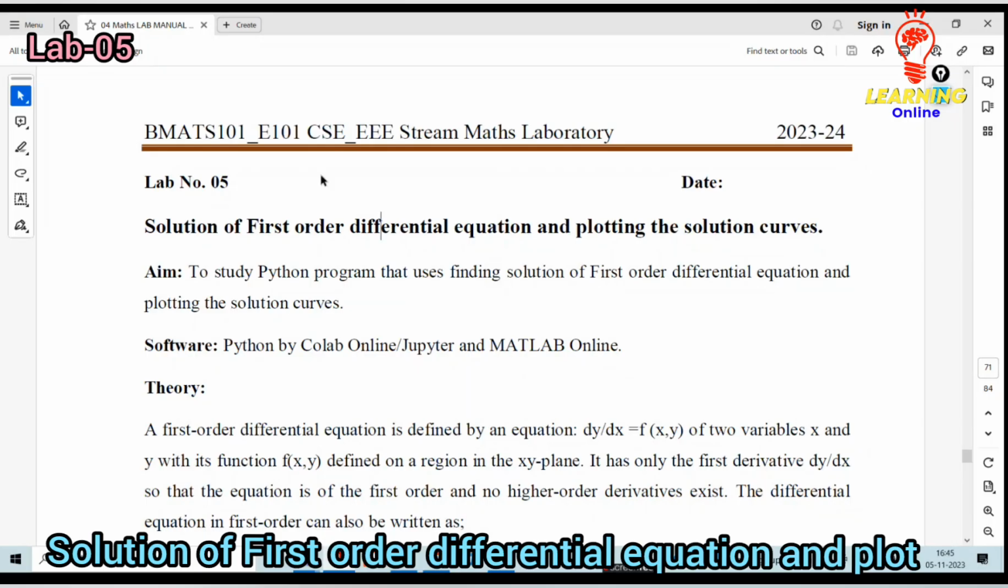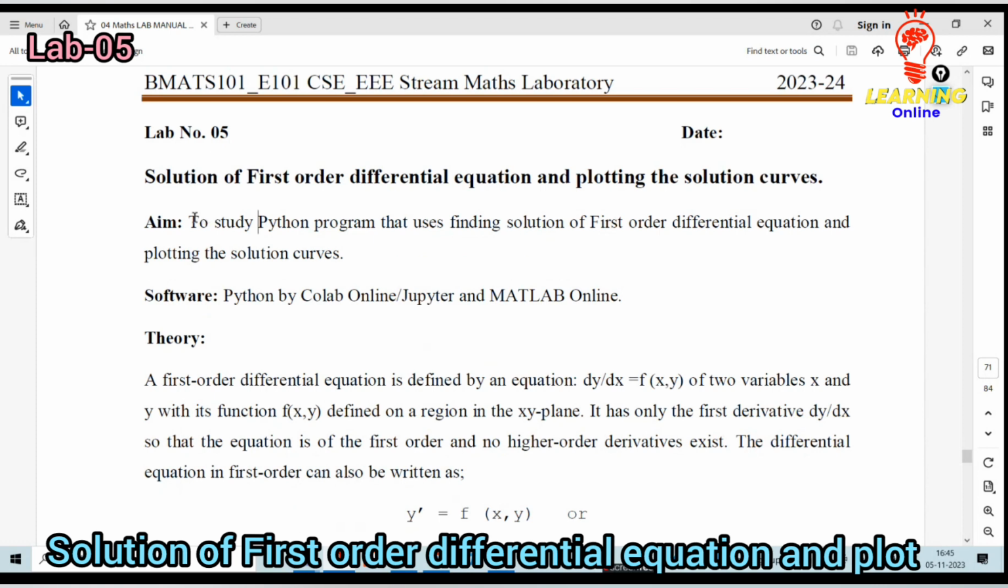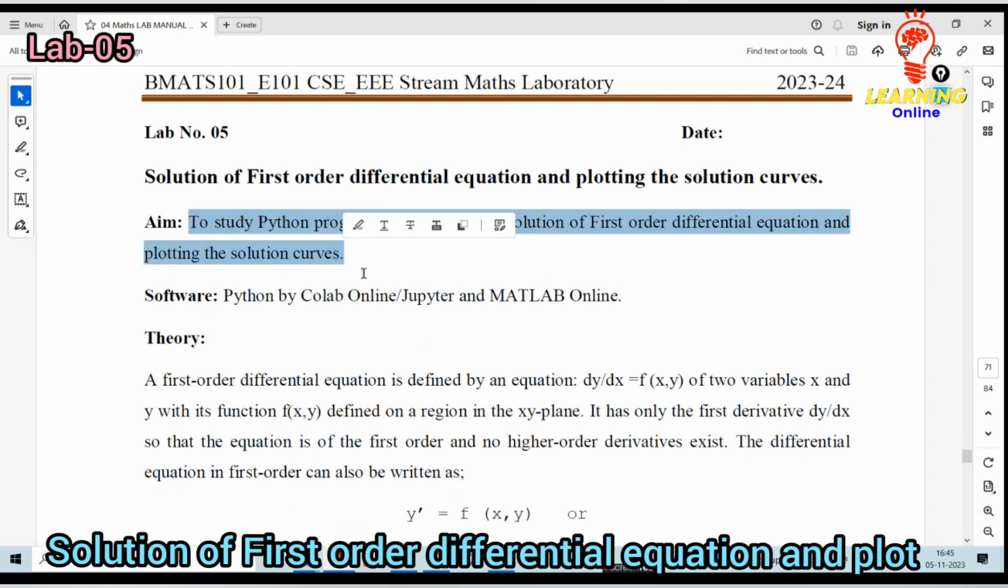Class discussed lab number 4. Now we can discuss lab number 5, the solution of the first order differential equation and plotting the solution curves. What is our aim? Make use of Python code to find the solution of first order differential equations and plot the solution curves.